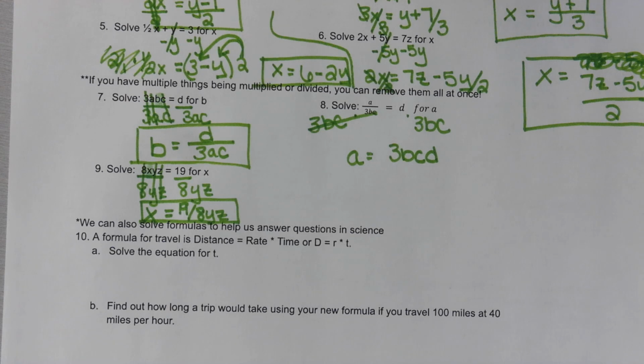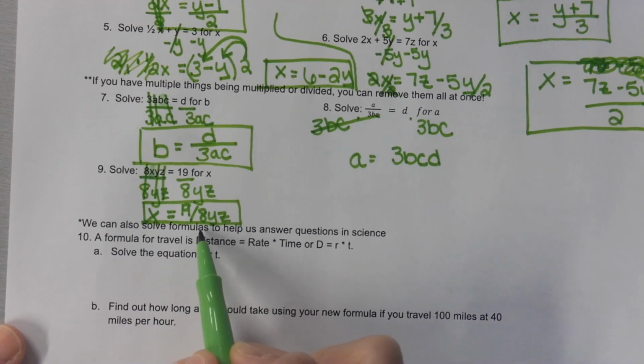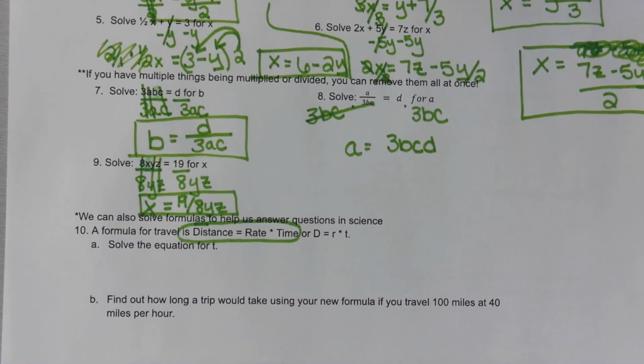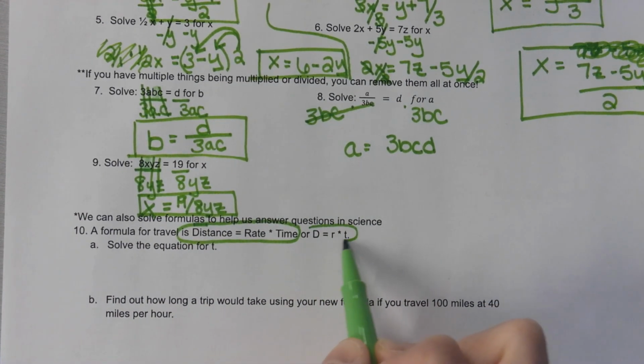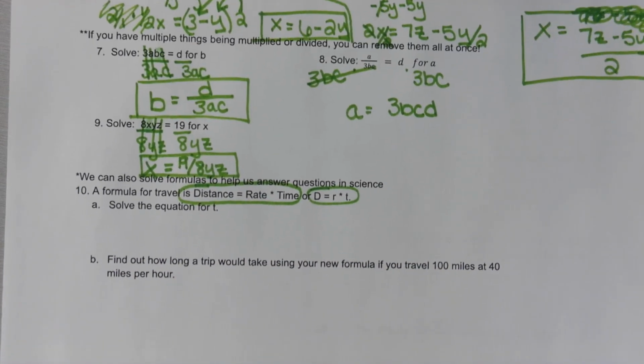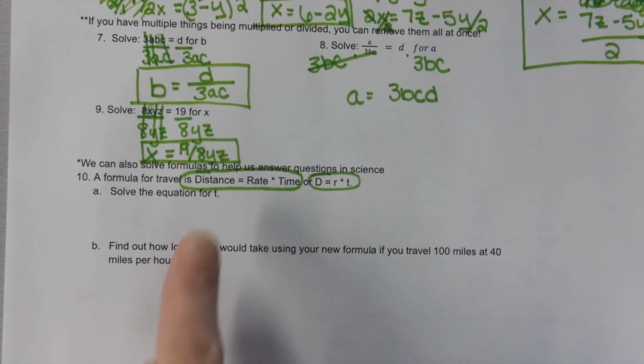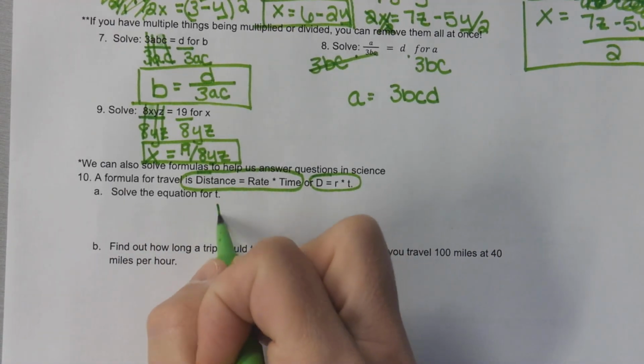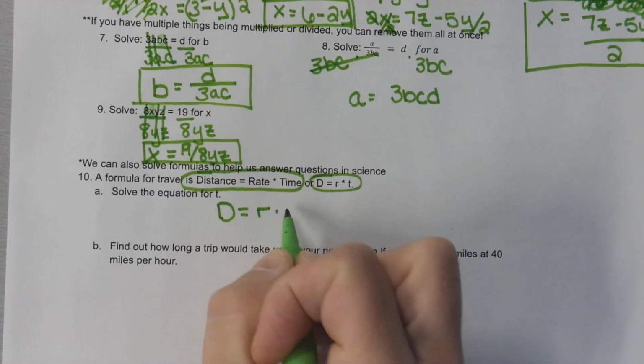All right, last one. We talked about this yesterday. We can also use this to solve different formulas, and this can help us with questions that we could encounter in science. One of the most common formulas that we use is distance equals rate times time. And to write it even more simply, we write it like this: D equals R times T. Step 1, we want to solve the equation for T. So I'm going to rewrite it. Distance equals rate times time.